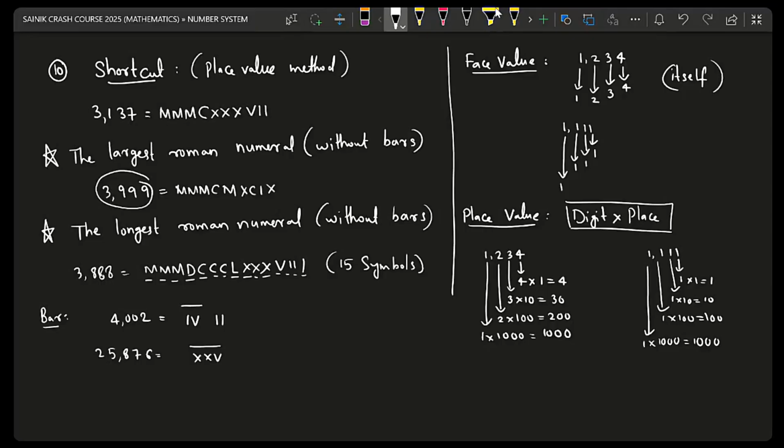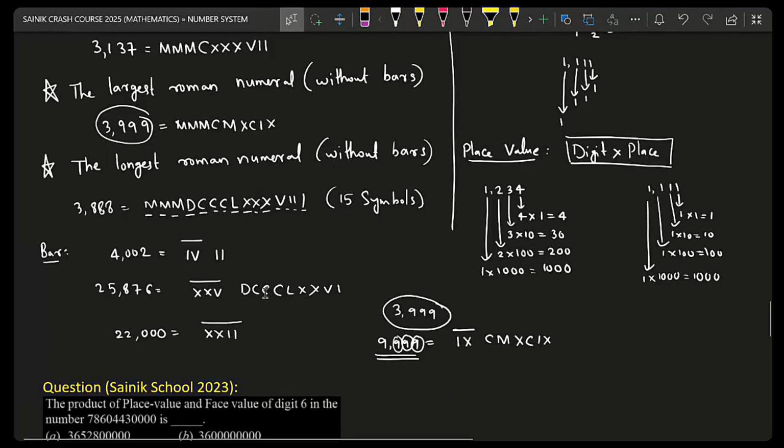8's place value is 800, so we can write DCCC. And 7's place value is 70, so we can write LXX. 6's place value is 6, so we can write VI. So this is the way we use bars to create numbers more than 3999. You should remember this number, 3999. For any number more than this that you want to write in Roman numerals, you must use a bar.